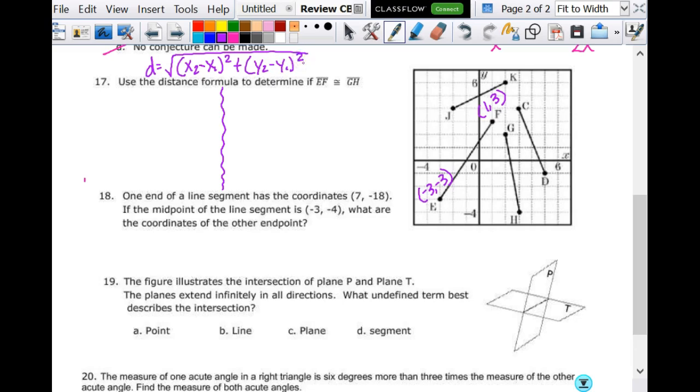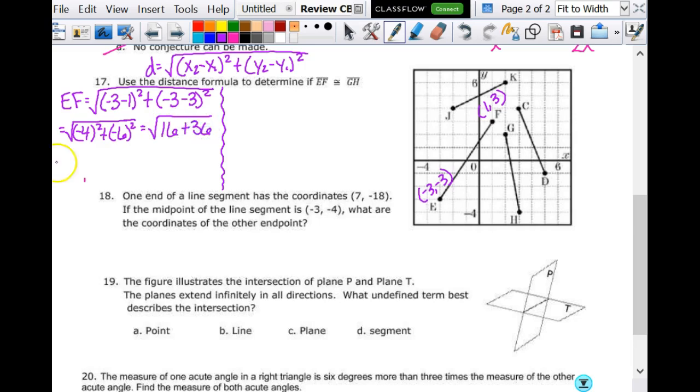So I plug this in for the length of EF. That is the square root of x2, to make that -3 minus 1 squared plus -3 minus 3 squared. So this gives me the square root of -4 squared plus -6 squared. You get the square root of 16 plus 36. So that is the square root of 52.